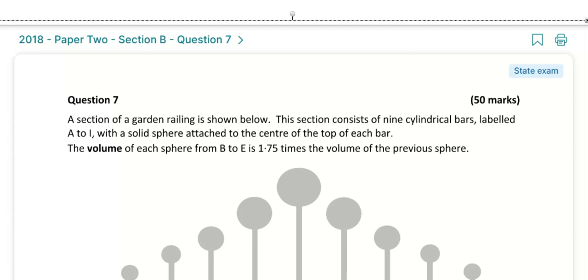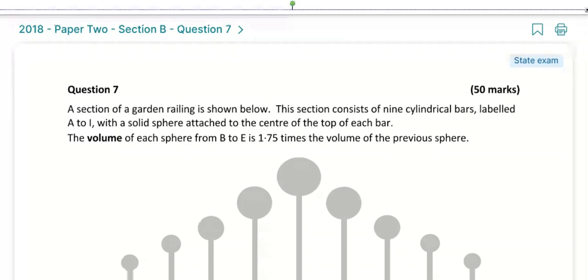A section of garden railing is shown below. This section consists of 9 cylindrical bars labelled A to I, with a solid sphere attached to the centre of the top of each bar. The volume of each sphere, B to E, is 1.75 times the volume of the previous sphere. So it's getting bigger each time.